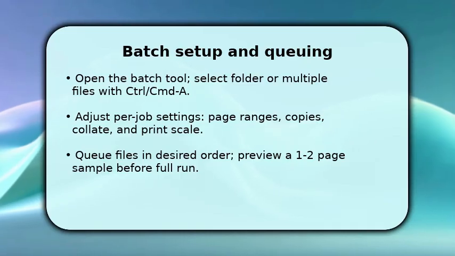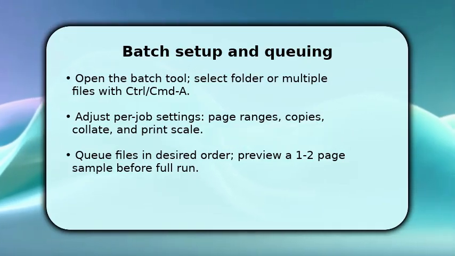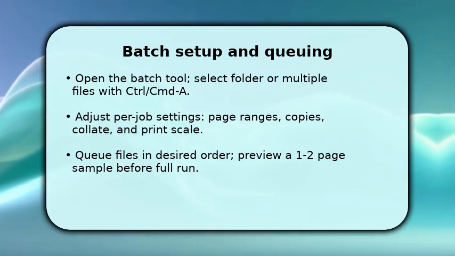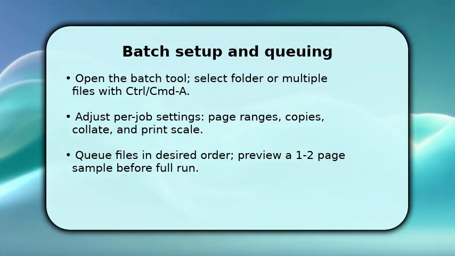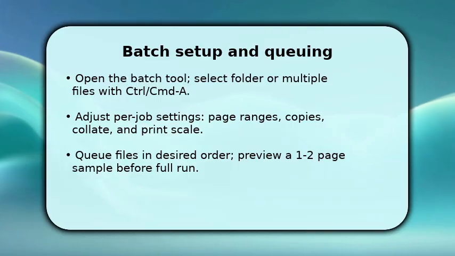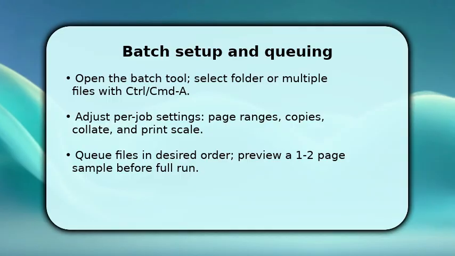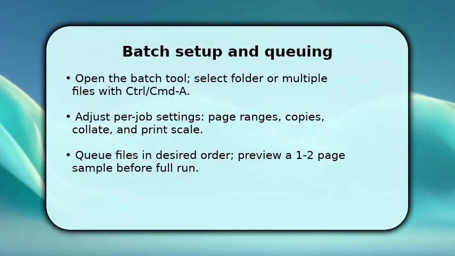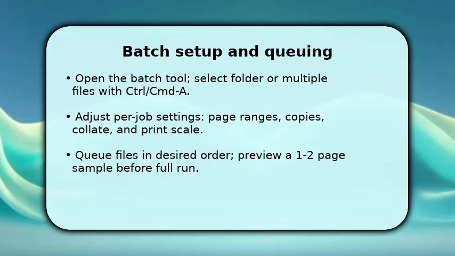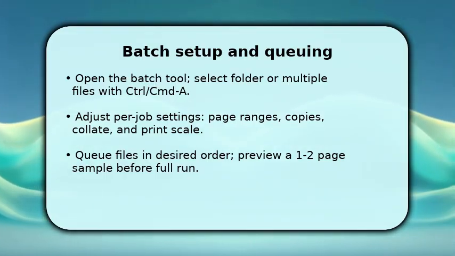Next, you configure the batch job inside your chosen tool. Select the folder or use Control or Command+A to pick all PDFs, then set per file options like page ranges, number of copies, collate, and print scaling. If the tool supports ordering, drag files into the correct sequence, otherwise rename them numerically. Make sure to preview 1 or 2 sample pages to verify margins and orientation. Doing that prevents surprises when the full queue executes and saves time.